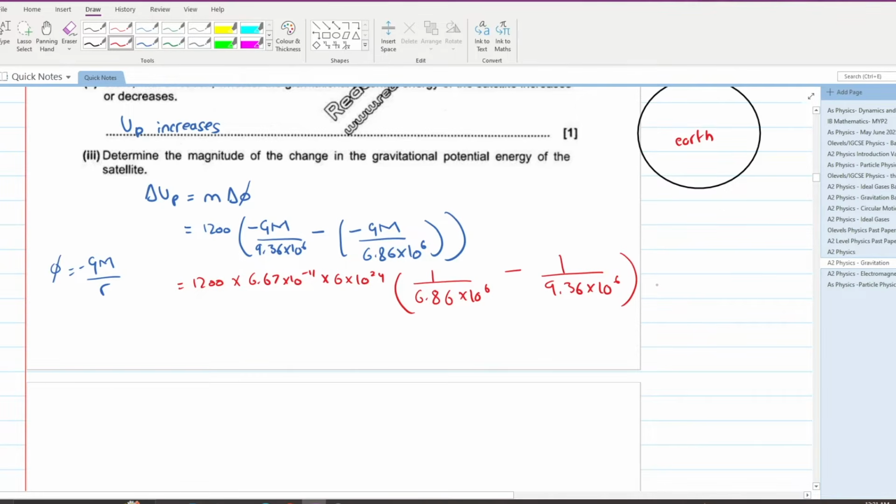1200 into 6.67 into 10 raised to the power minus 11, multiplied by 6 into 10 raised to the power 24, multiplied by bracket 1 divided by 6.86 into 10 raised to the power 6. Now further minus 1 upon 9.36 into 10 raised to the power of 6. What will be the answer here?